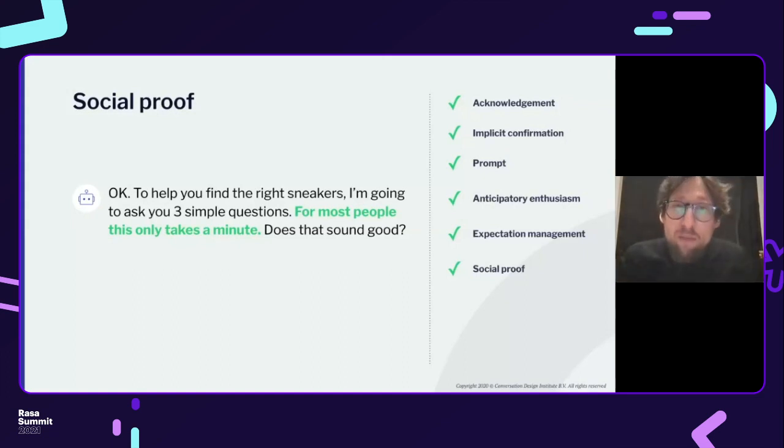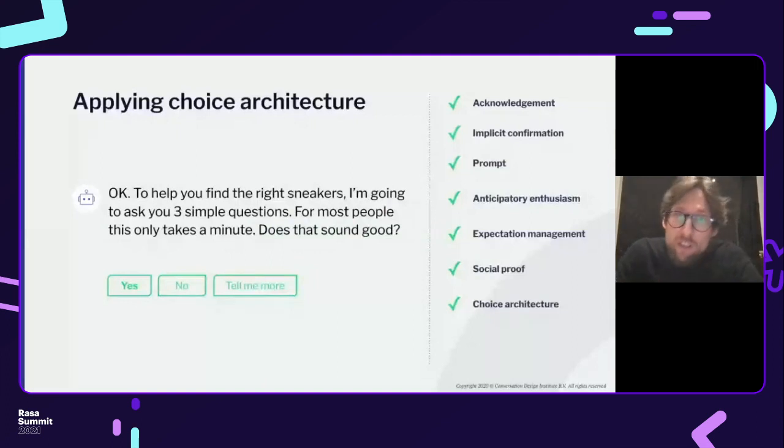Let's say we're doing a chatbot and we can use some buttons. What can we do then? We can apply choice architecture. Okay, to help you find the right sneakers, I'm going to ask you 3 simple questions. For most people, this only takes a minute. Does that sound good? Yes, no, tell me more. This is how choice architecture works, right? If I present more positive options, the odds of someone selecting positive options greatly increase, right?